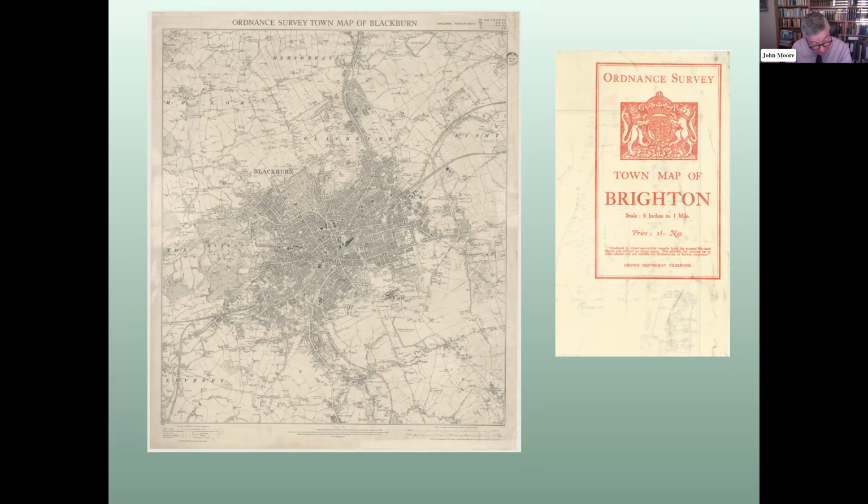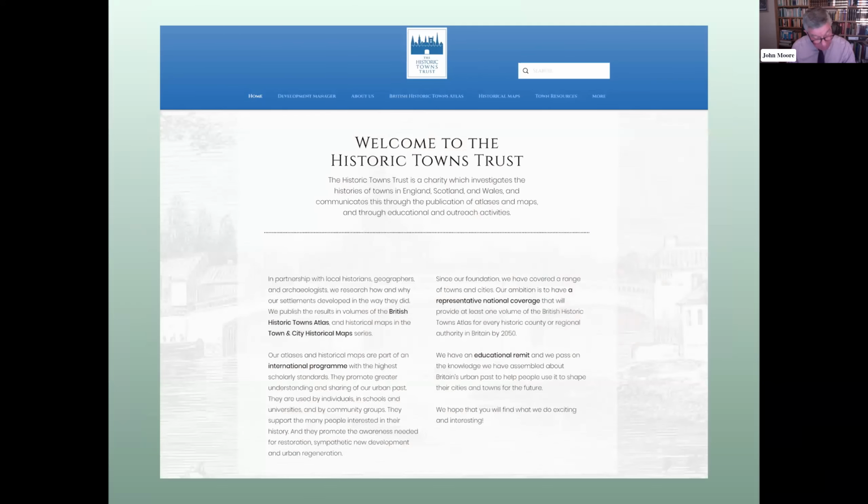Both these series map the contemporary urban environment. I now want to consider the work of the Historic Towns Trust, and its production of maps of the past rather than from the past. And this is the webpage to the Trust.